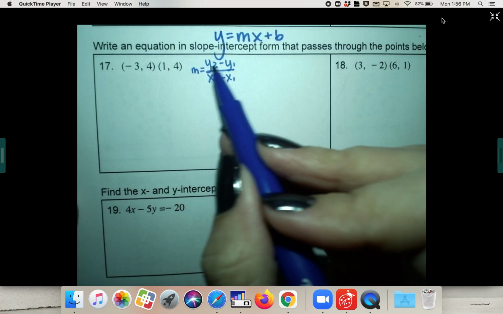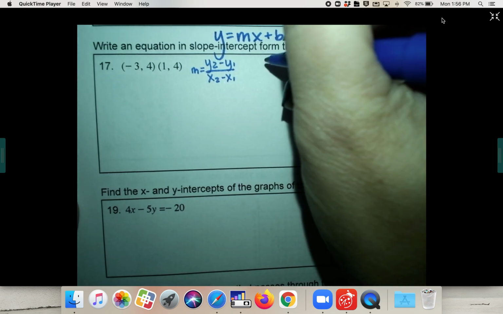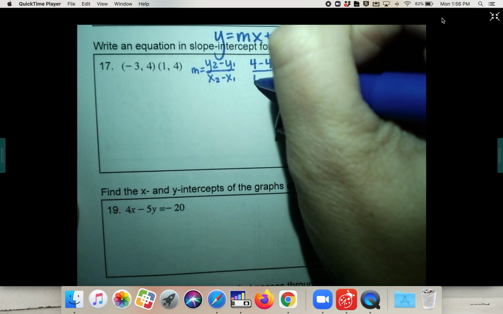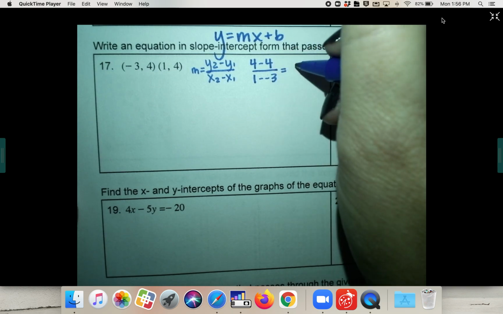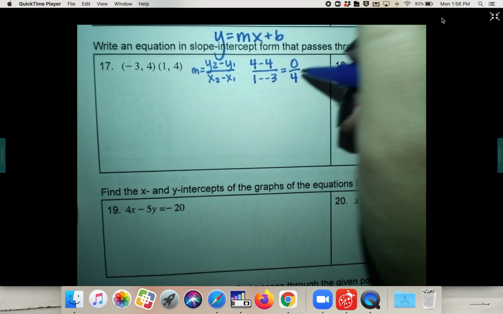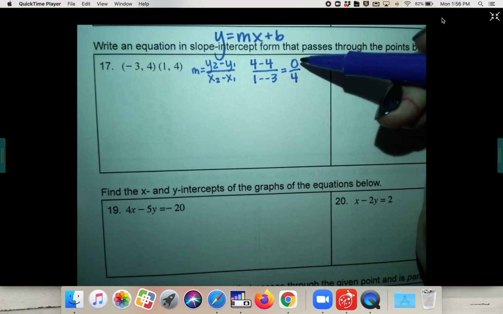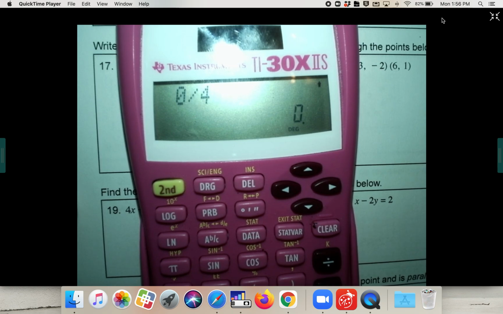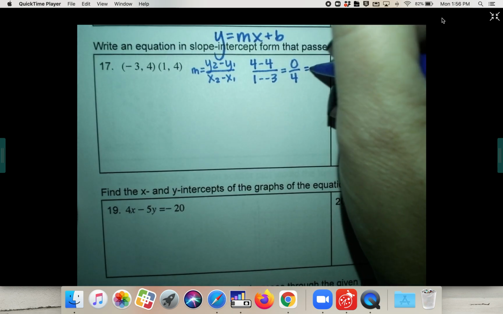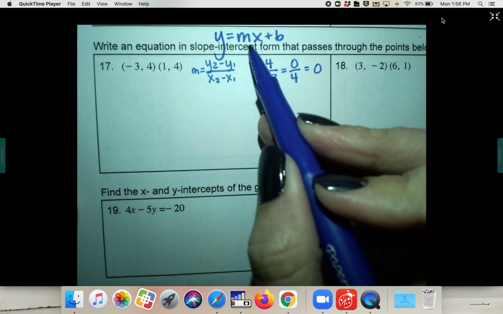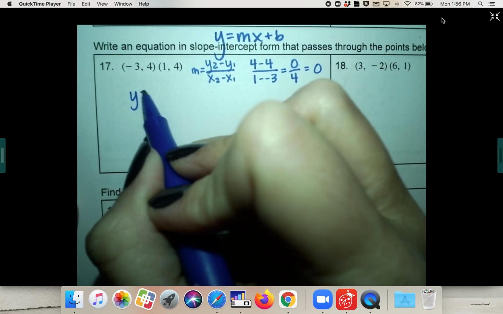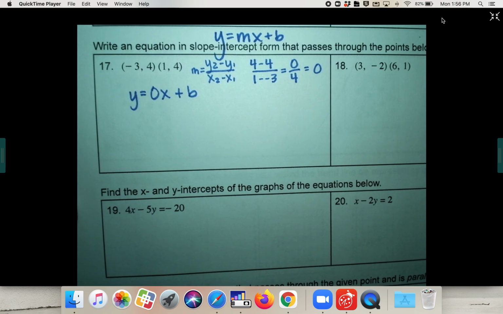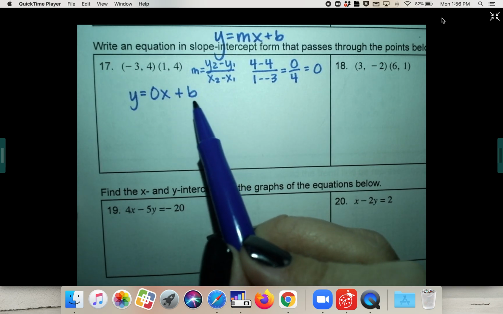So here we go. y2 minus y1 is 4 minus 4 over 1 minus negative 3. 1 minus negative 3. All right, 4 minus 4 is 0. 1 minus negative 3 is 4. This is interesting. We've got that exact same scenario that we had earlier in this test. Although this time it is 0 divided by 4, which is 0. All right, so we have our m. So m is 0. So far we've got half of our information. We've got y equals 0x plus b. Okay, we've got our slope. Now we have to find our b, our y-intercept.